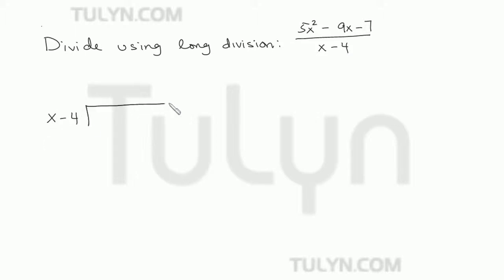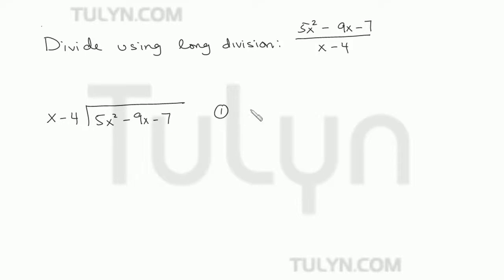Divide using long division, where we have 5x squared minus 9x minus 7 over x minus 4. For the long division method, we put the denominator outside and we put the numerator in this little house, I believe it's sort of referred to. So there are 4 steps in long division that you sort of repeat.